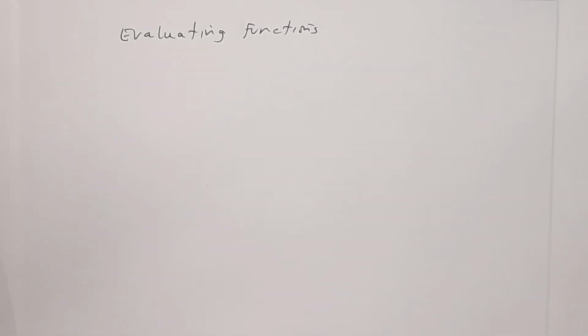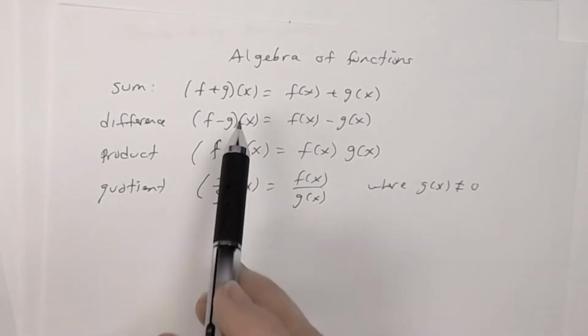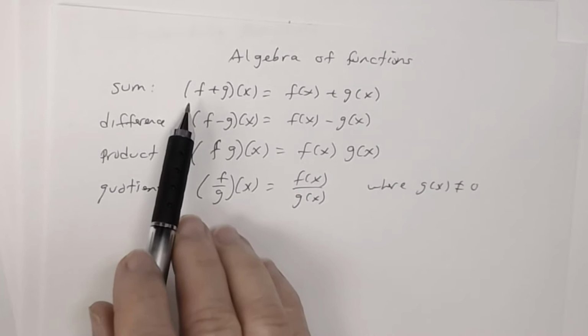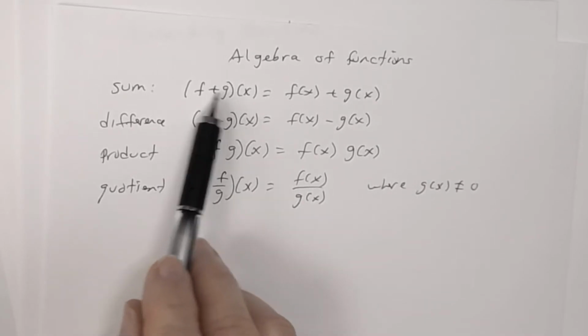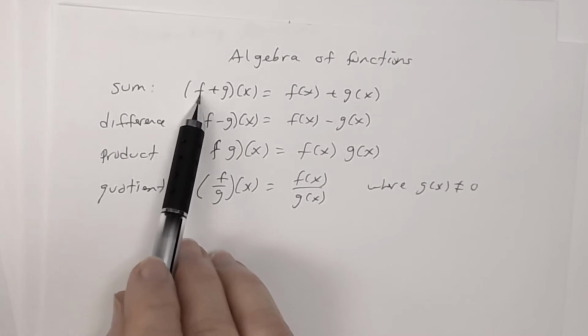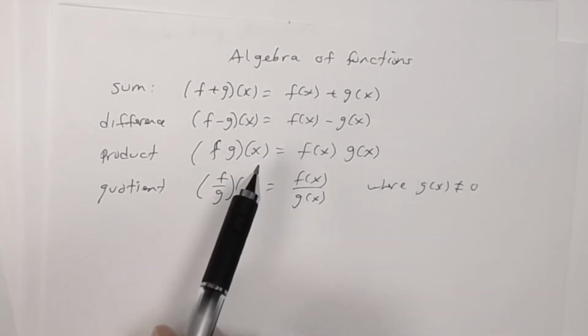In this lesson, we're going to talk about evaluating functions, and this is a continuation of previous lessons dealing with evaluating functions. In particular, in one of the previous lessons, you learned about the algebra of functions. So you learned that given two functions, you can add those two functions together. So remember the notation. When you see something like this notation, by definition, that means this. So f plus g at x means f of x plus g of x.